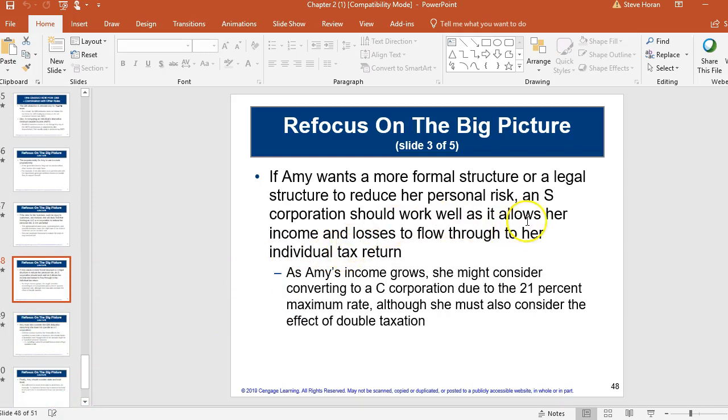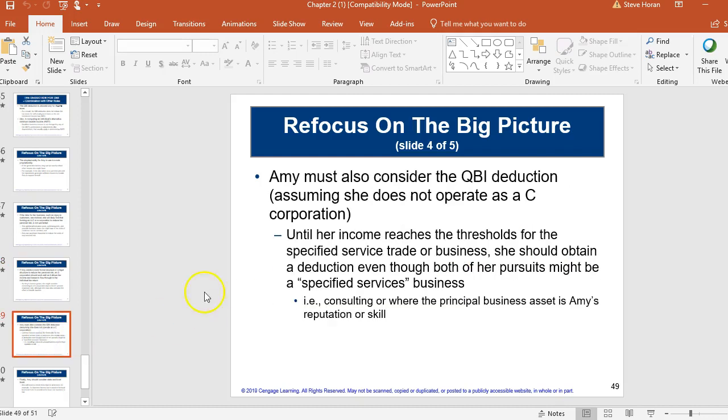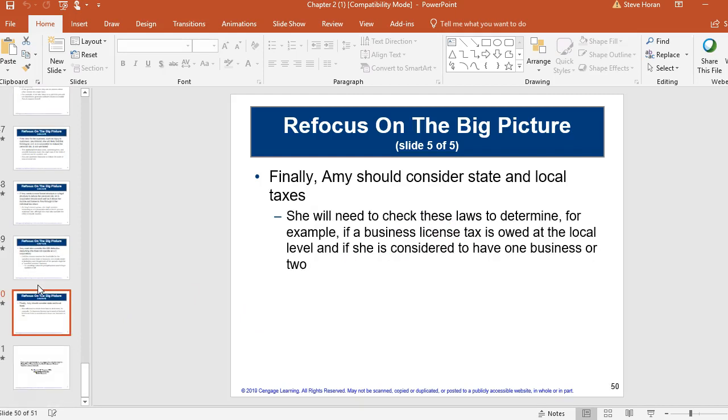If she wants a more formal legal structure to reduce personal risk, then an S Corp would give her the greatest benefit there. If she gets to be a really large company, she can go to Schedule C if she wants to. But then, of course, the QBI deduction does not apply if she's a Schedule C filer. So that's one thing to keep in mind too. She might be better off staying as an S Corp because she gets the QBI. And then, of course, we can't forget about state and local taxes and what those effects would be.